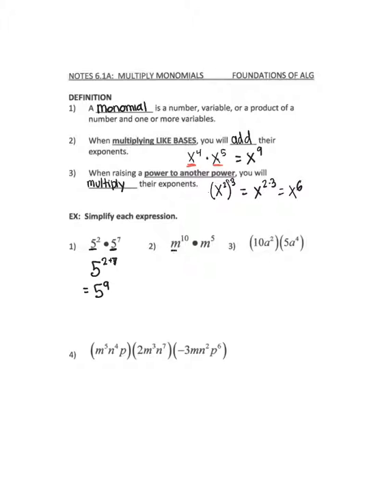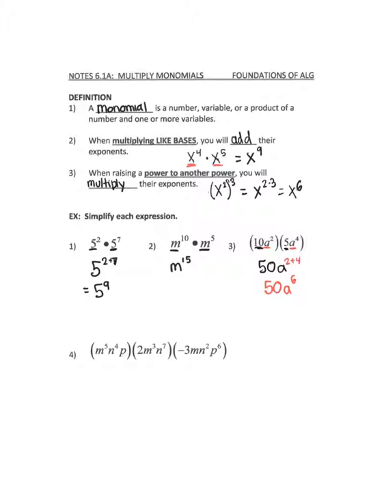Again, for number 2, we are going to add our exponents. We have like bases, both are m, so 10 plus 5 gives me 15. For number 3, we have our constants out front, so we have 10 times 5. I'm going to multiply those numbers together. 10 times 5 gives me 50. And then I'm going to multiply my a's together. I have a to the 2nd times a to the 4th. When I'm multiplying like bases, both of them have a. I'm going to add those two exponents and get 2 plus 4. So that gives me 50, a to the 6th.